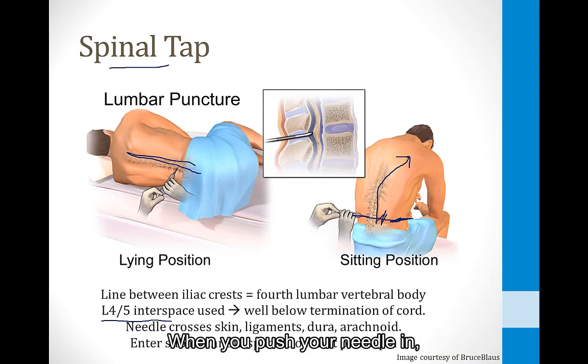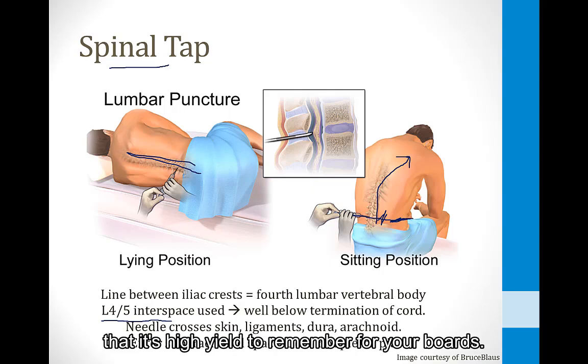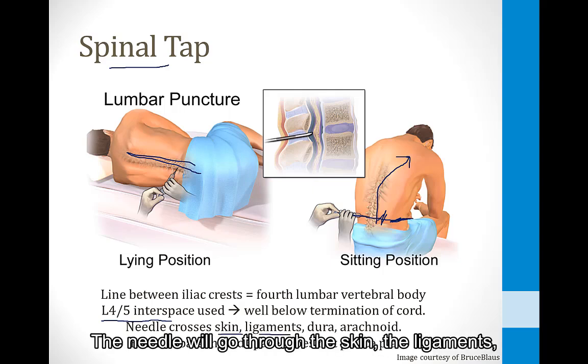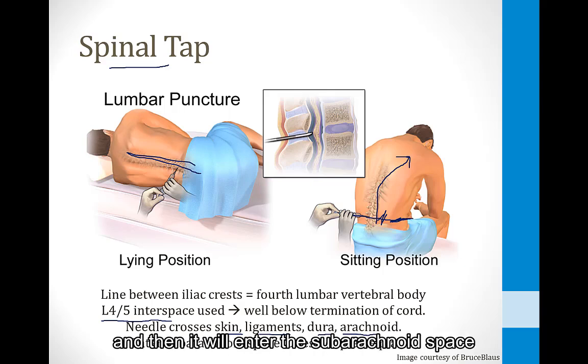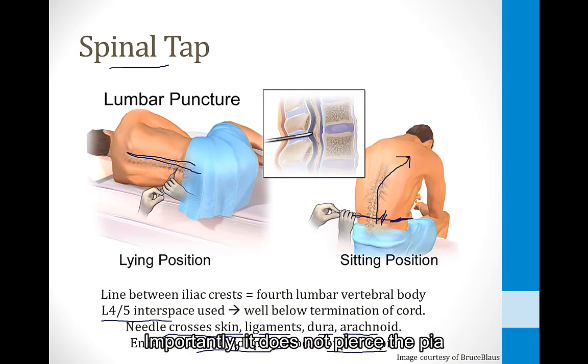When you push your needle in, you're going to cross several structures that it's high yield to remember for your boards. The needle will go through the skin, the ligaments, the dura mater, and the arachnoid, and then it will enter the subarachnoid space where you'll draw fluid from. Importantly, it does not pierce the pia, so don't get that wrong on a test exam.